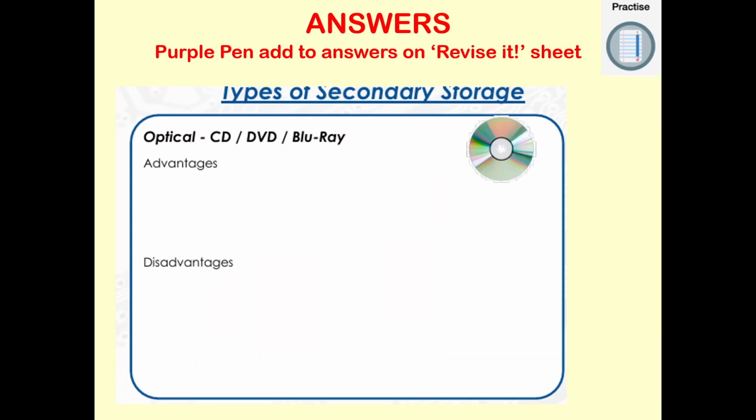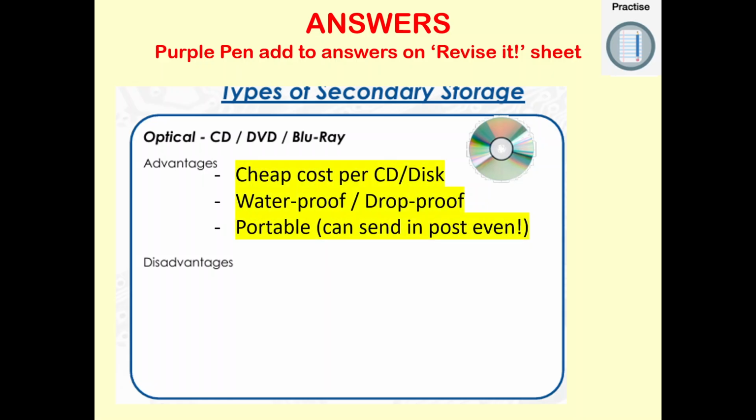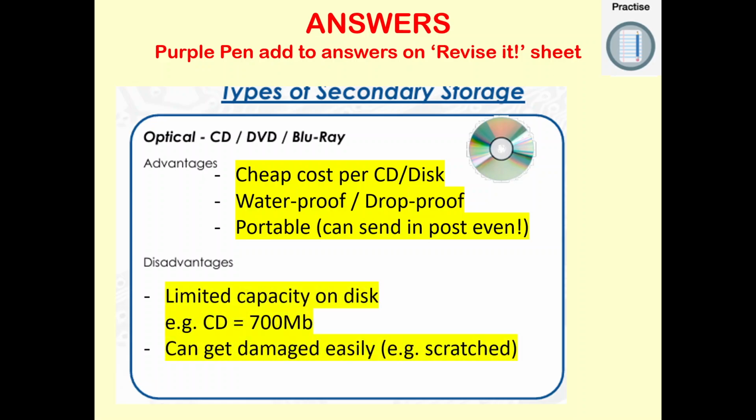Okay, time to check. Advantages: cheap cost per disk, waterproof, drop proof, portable. Disadvantages: limited or low capacity, compared to a hard disk drive definitely, and other ones. And it can be damaged easily, such as being scratched. Checking your answers with a purple pen, before finishing the final question.